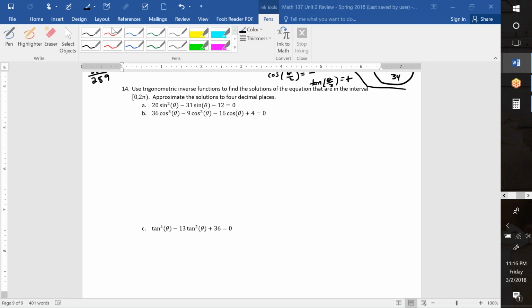Okay, so I figure on this one we'll try to do 2 of these because this case actually says approximate to 4 decimal places, which means the answers we get at the end are not on the unit circle. So let's look at this first one.